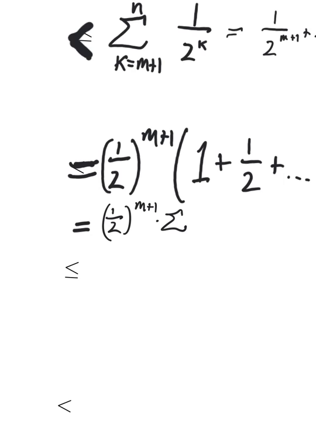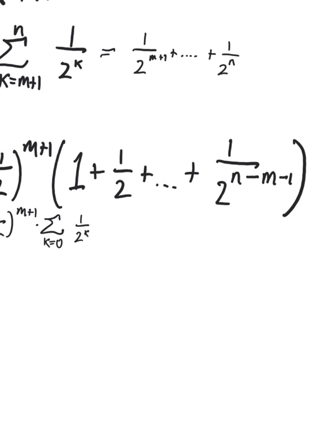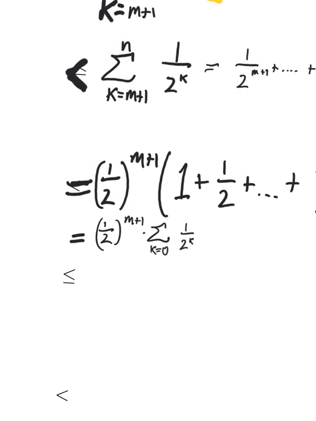So, what are the powers that I see on the 2? Well, the smallest power I see is 0. So it's a sum of a bunch of 1/2 to the k's. And the biggest power that I see is n minus m minus 1. So k is going from 0 to n minus m minus 1.